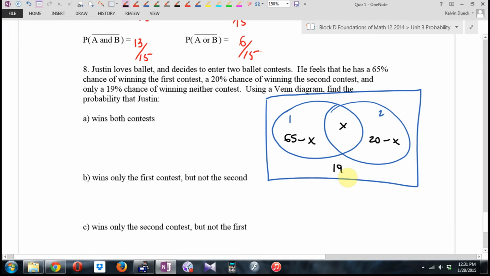So how's that help? Because I know what these 4 groups have to add to. It's a percentage. What do they have to add to? 100. So as an equation, 65 take away X plus 20 take away X plus 19. If I add up all 4 groups, has to add to 100. You're going to find when you do this, Brendan, one of your X's always cancels one other one. You'll still have a little negative X kicking around. 65 plus 20 plus 19.